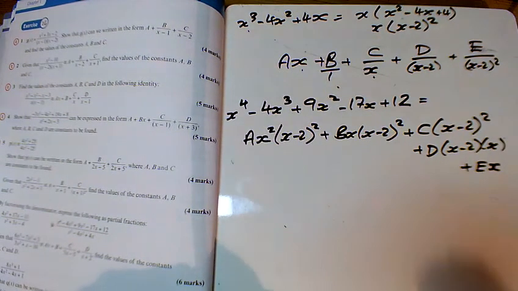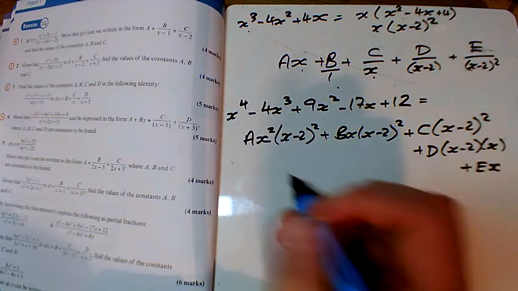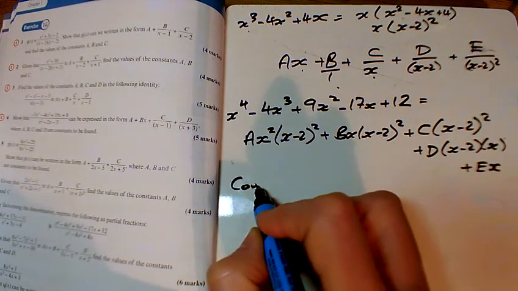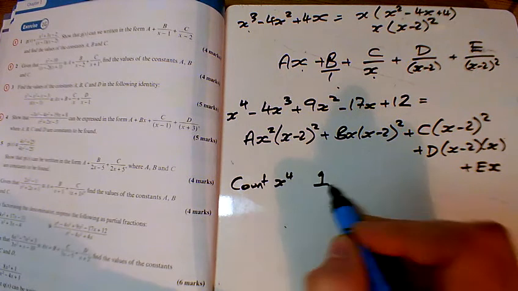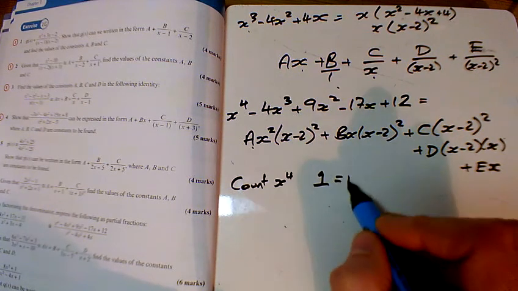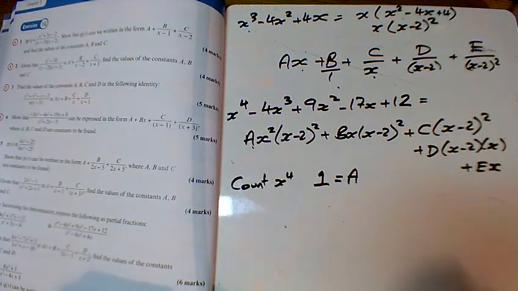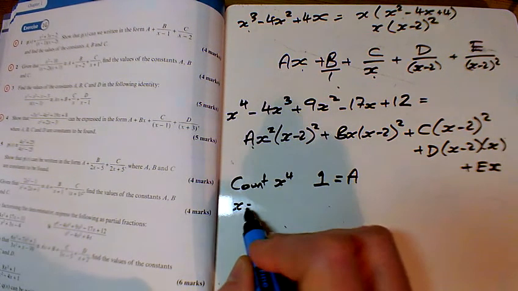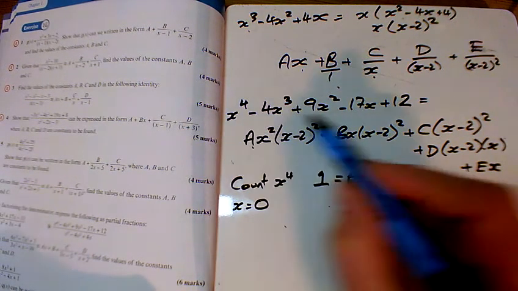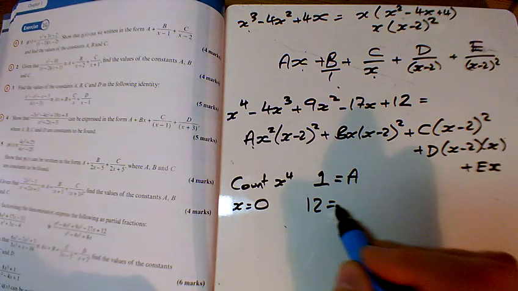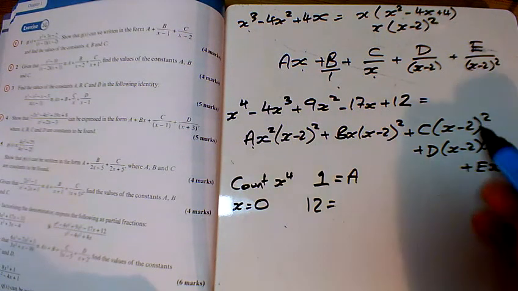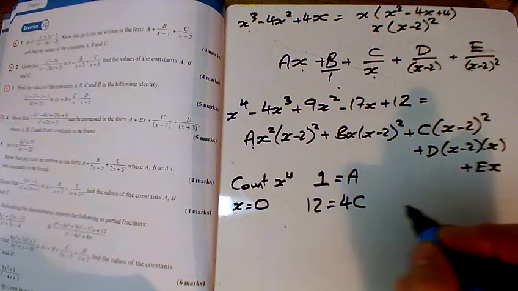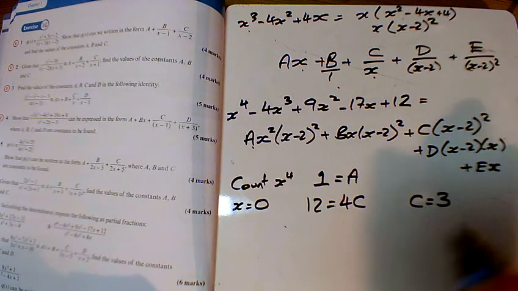And we now need to try and find out what a, b, c, d, and e are without making any mistakes. So I'm going to count the x to the 4s first of all. There is one of them, and the only place it can come from is there. And so a is 1. I'm going to let x equal 0. If x equals 0, all of this gives 12. This one and this one and this one and this one are all 0, and so we get 4c. So c is equal to 3.